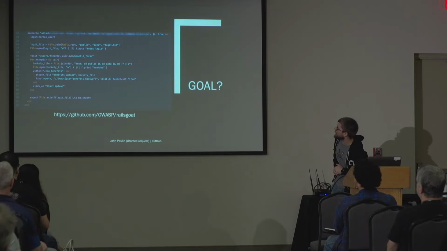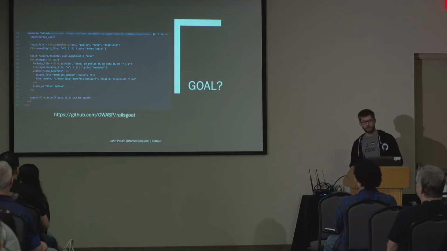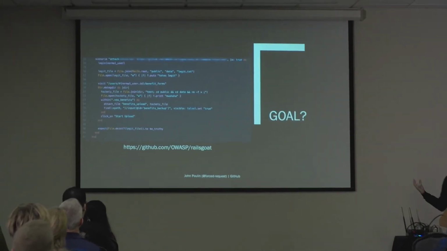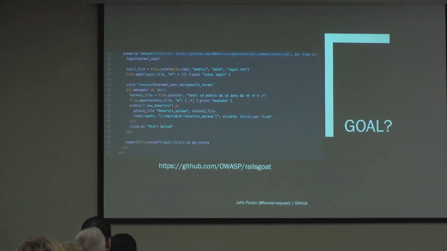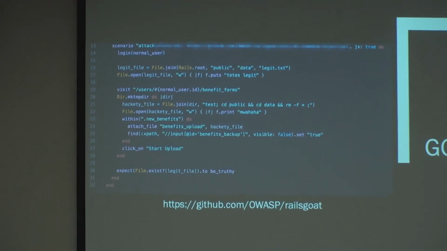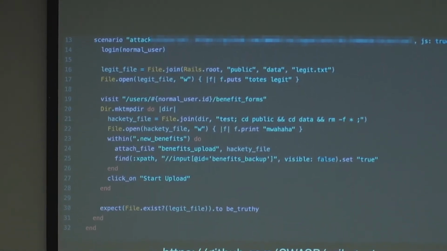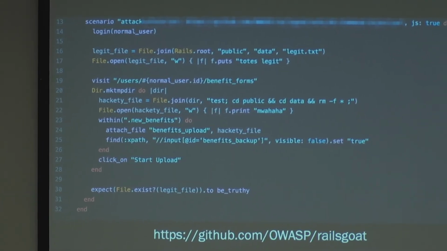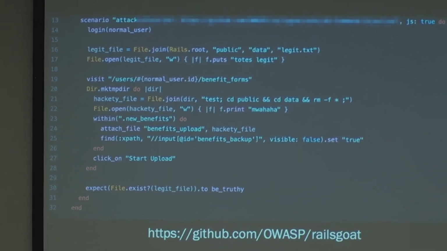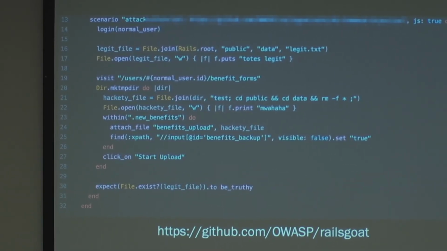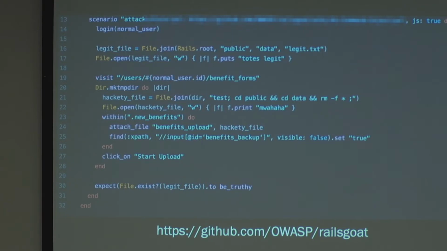Sorry if this is a bit hard to see, especially in the back, but effectively what we have here is an integration test from OWASP RailsGoat, an intentionally vulnerable Ruby on Rails app. And this particular test is, actually, does anyone have any thoughts on what we're testing for before I spoil things? It's file upload, yeah.